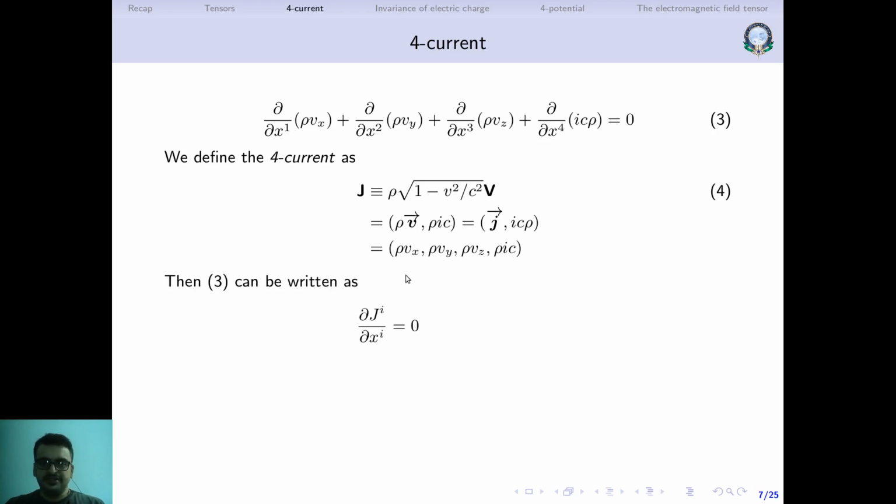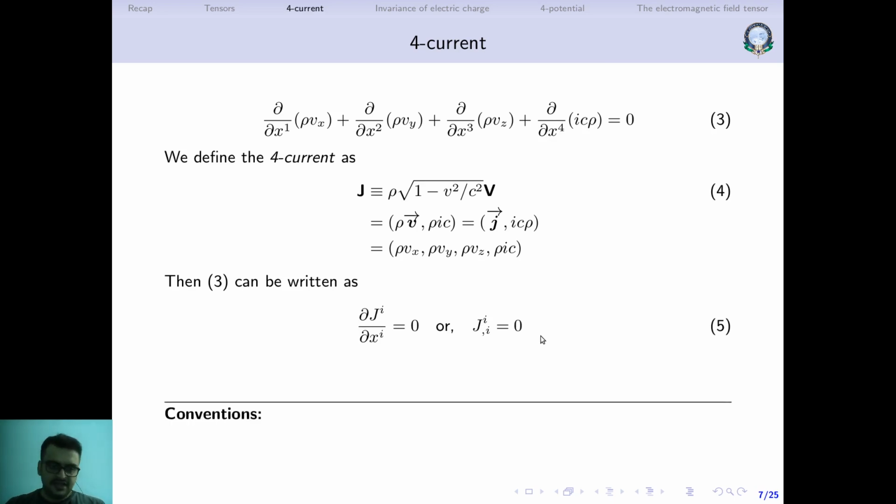So this equation number 3, we can simply write it like this, because you can see here the first component is rho Vx. What is rho Vx? Rho Vx is the first component of J, so rho Vx is nothing but J1, right? And so dou J1 by dou x1. This is J2, so dou J2 by dou x2. This is dou J3 by dou x3. This is J4, dou J4 by dou x4. So we could write it like this, Ji comma i, which is equal to 0.